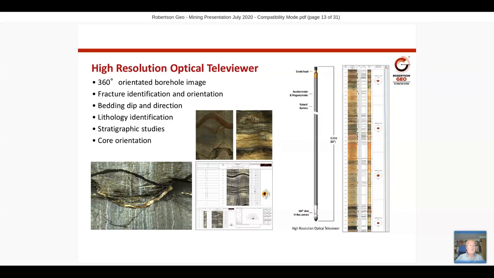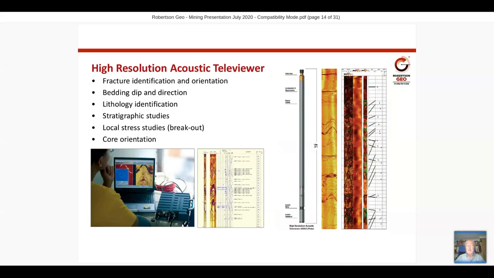And the second type of imaging tool is the acoustic televiewer. So the acoustic televiewer we would use where borehole fluid conditions are, shall we say, suboptimal for use of an optical televiewer. Optical televiewers tend to require fairly clear conditions downhole. So if we're operating in a mud-filled borehole or a borehole where the sediment in the fluid won't settle out, we will use an acoustic televiewer, which again produces a 360-degree view of the unwrapped borehole, and again can be used for fracture identification, orientation, bedding dip direction, lithology identification, and you'll see some of these features in the images on the right.